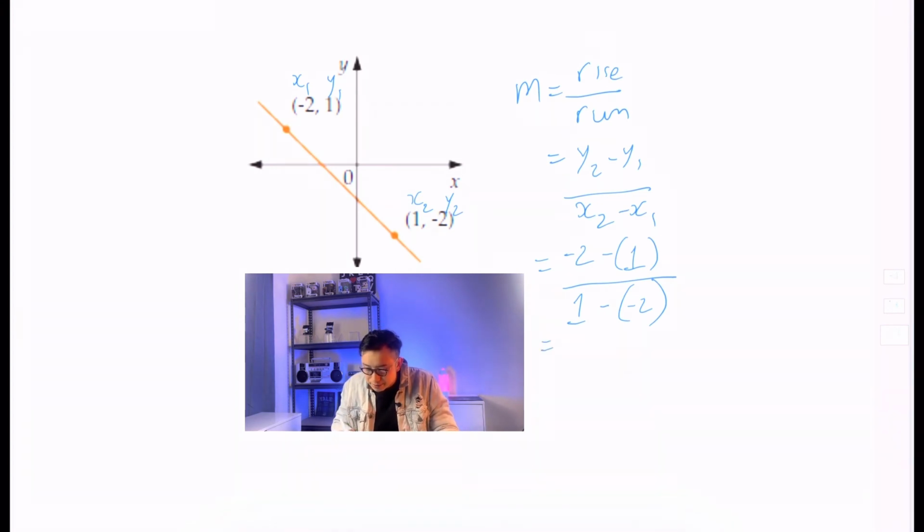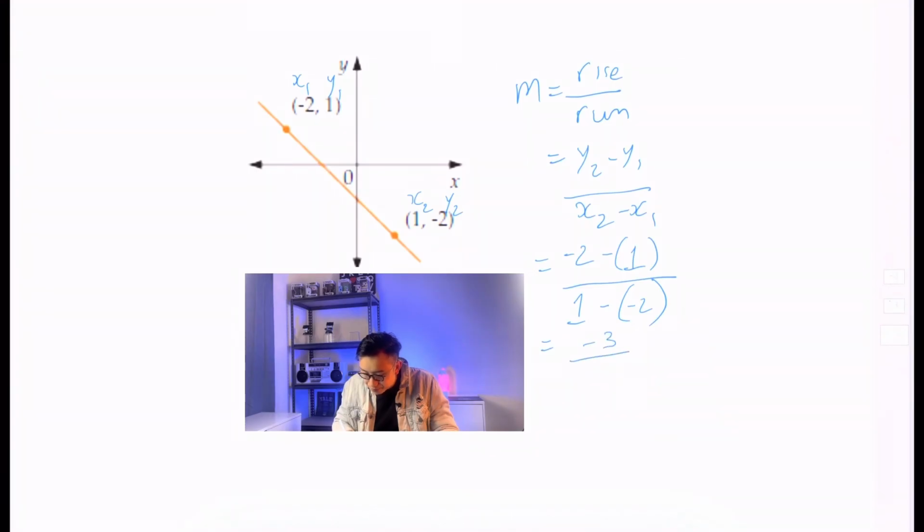So how do you solve this? It's going to be -2 minus 1. 2 friends lost minus 1 friend lost is -3. What's 1 minus minus? Well, negative is plus. So you can see it's going to be -3 divided by 3, and therefore the gradient is -1.